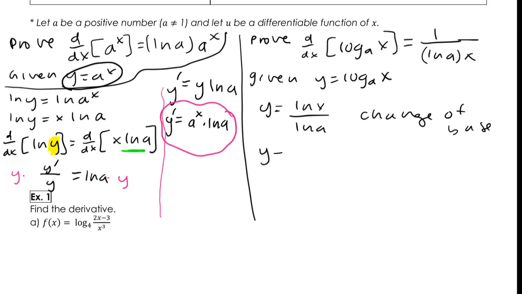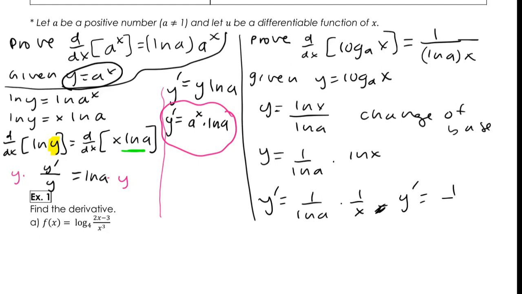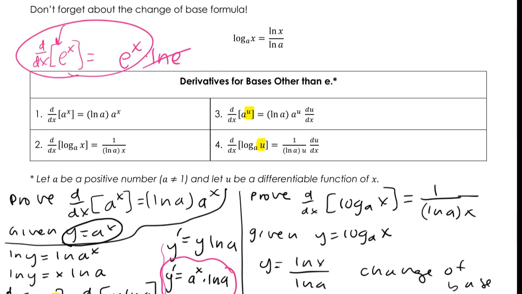I'm going to rewrite it again. I'm not using calculus, but remember natural log of a is a number. So I have 1 over natural log of a times natural log of x. So if I go to take the derivative now, this is a scalar which stays in front, and the derivative of natural log of x is 1 over x, and ta-da, we just did our proof. Okay, so let's cross this off, and y prime is 1 over x ln a. If you look up above, that is the derivative. Okay, so that's why they work.